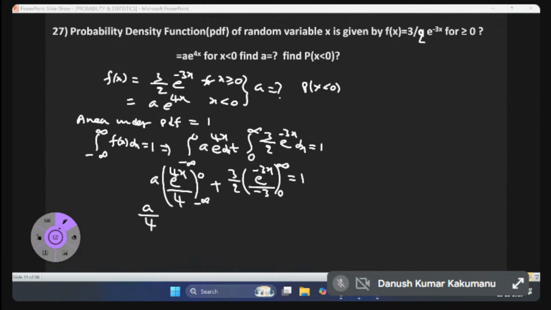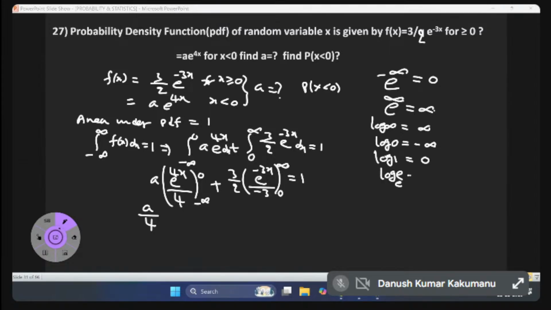What is e power minus infinity? All of you know e power minus infinity is 0. E power infinity is infinity. This knowledge is required. Log infinity is infinity. Log 0 is minus infinity. Log 1 is 0. Log e base e is 1. All of you know these are all formulas.